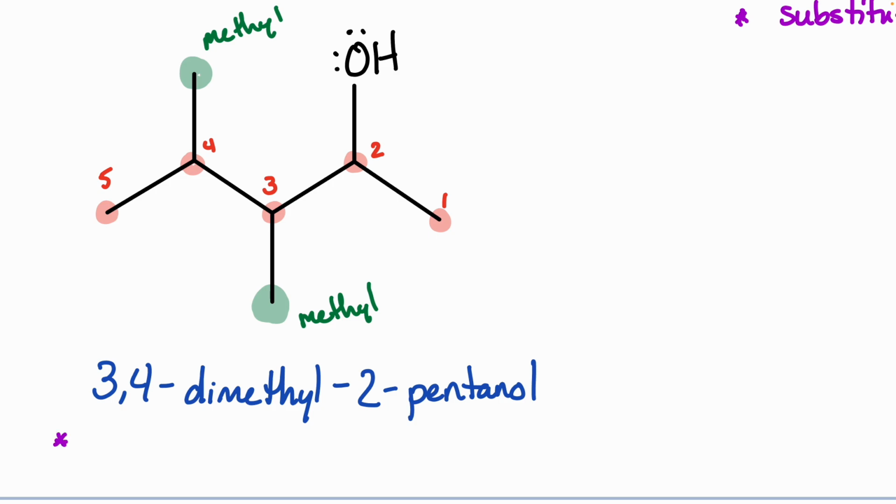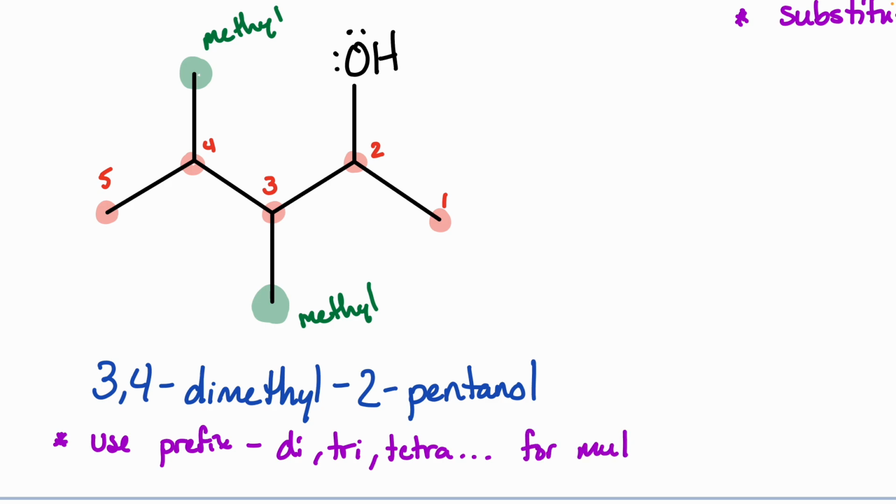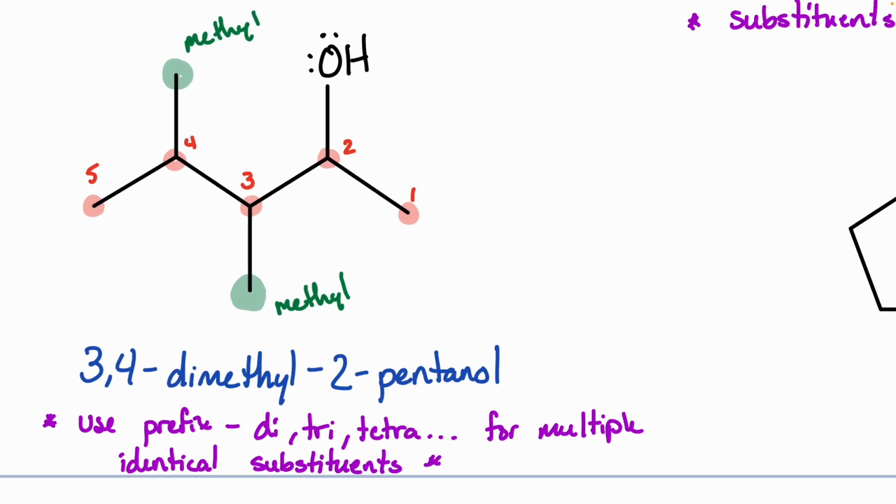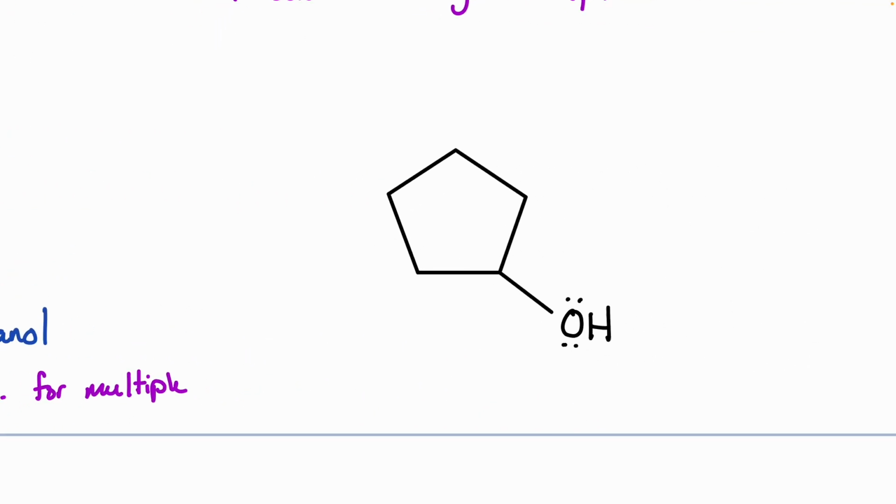All right, so let's remind ourselves of this. We have to use those prefixes: di, tri, tetra, when we have multiple identical substituents.